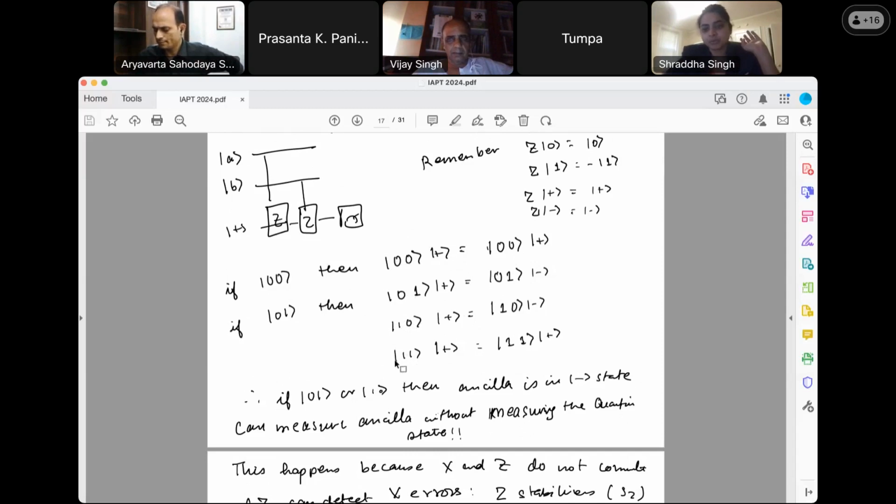I cannot distinguish between 0, 0 and 1, 1 because I should not be able to, because these are my 0 logical and 1 logical. If I am able to distinguish between the logical states, that means I am doing something wrong. I am looking at the state. I'm measuring the state. We don't want to do that. Both the code space states, 0 logical and 1 logical, should be indistinguishable under this circuit, and only the error states should be distinguishable.